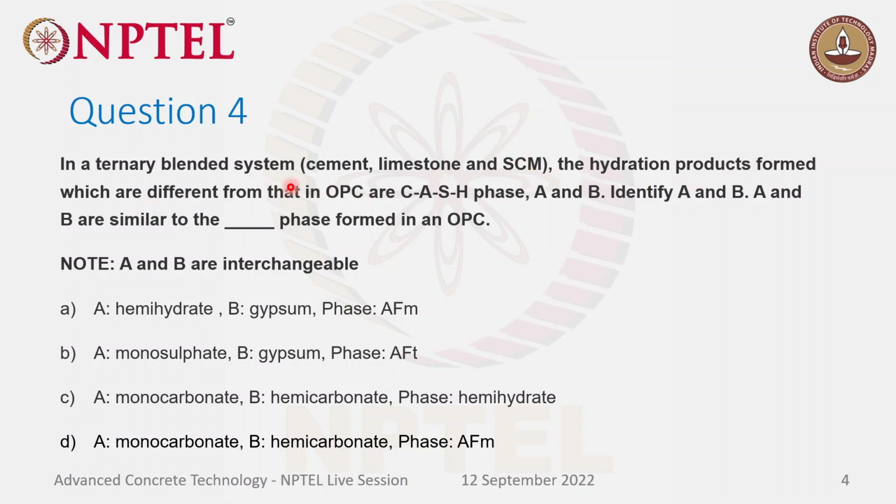The hydration products formed are different from that of OPC. We are comparing the ternary blended system with 100% OPC binder. So in OPC, what is the hydration product formed? Can someone say the major hydration product? Yes, you know it. If OPC reacts with water, OPC hydrates. What is the major hydration product formed? It's Portlandite or CSH. What is the major hydration product?